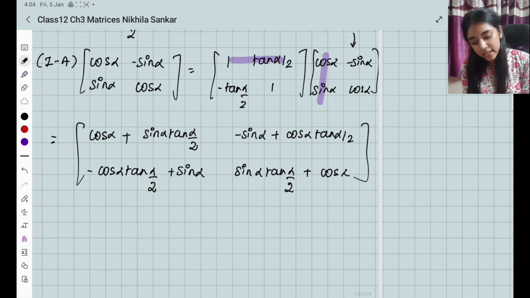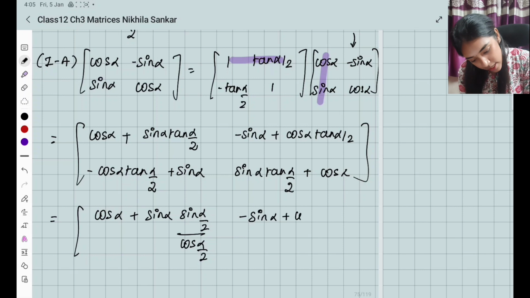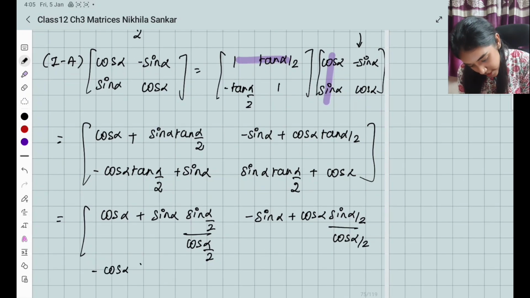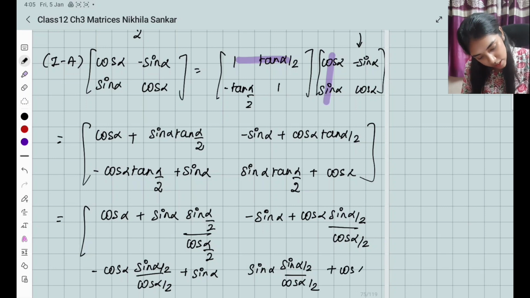Okay. Write tan alpha by 2 as sin by cos. So the first element is going to be cos alpha plus sin alpha sin alpha by 2 by cos alpha by 2. Here, what do we have? Minus sin alpha plus cos alpha sin alpha by 2 by cos alpha by 2. Next element is going to be minus cos alpha sin alpha by 2 by cos alpha by 2 plus sin alpha. And the last element is going to be sin alpha sin alpha by 2 by cos alpha by 2 plus cos alpha.